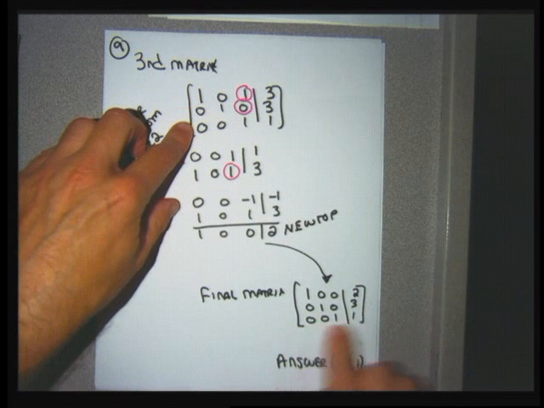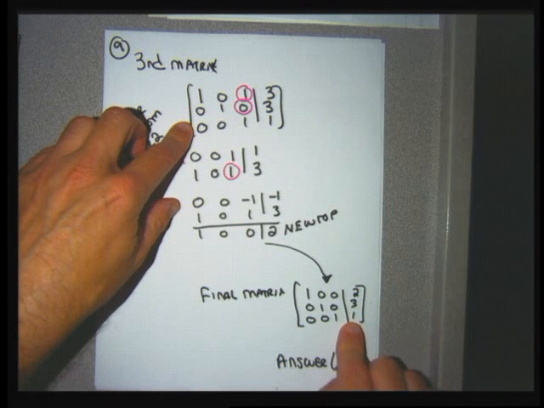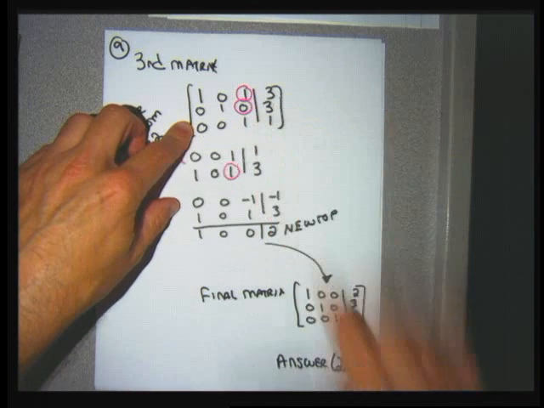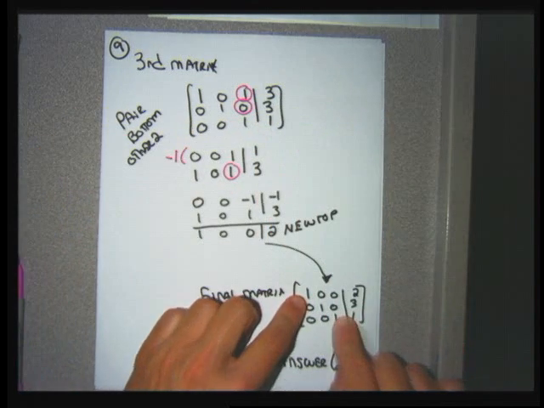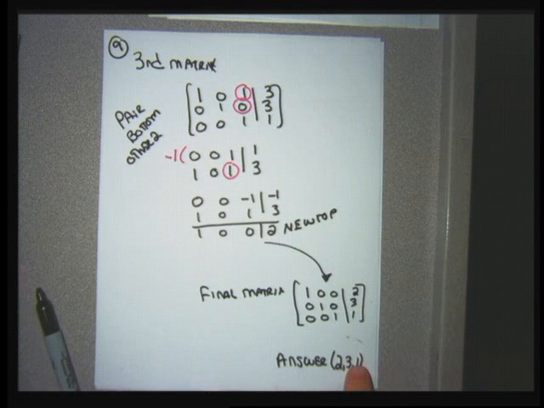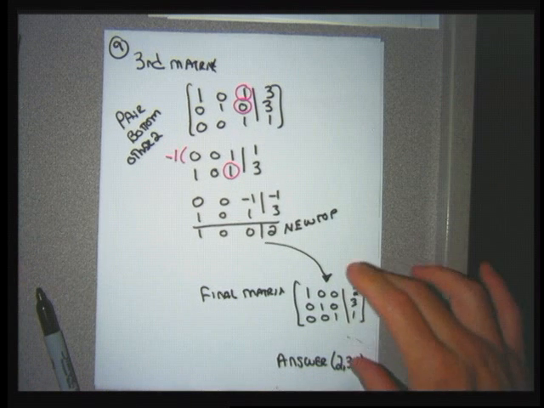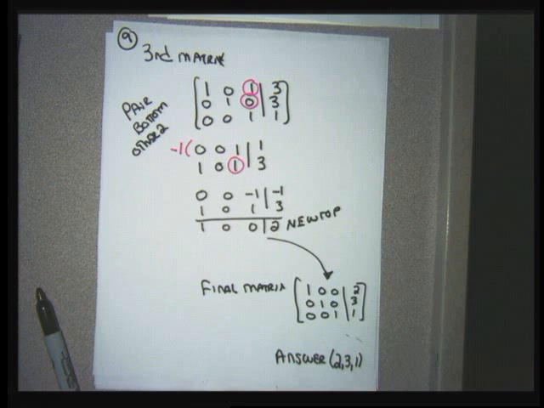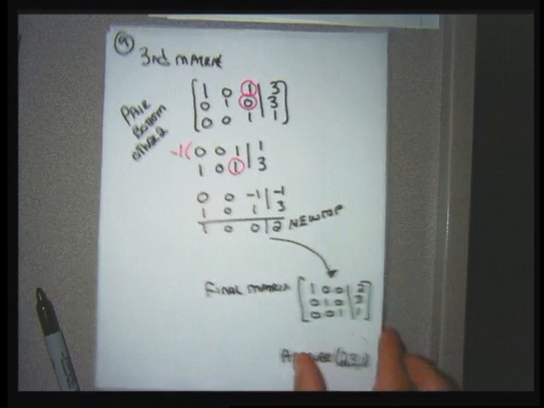The bottom row at 0, 0, 1, 1 was already okay. From my third matrix to my final matrix, I only needed to improve the top row, which I just did. And so my answer of 2, 3, and 1 in my final matrix match up with my work, and that's what I want them to do. That's the end of problem 9.